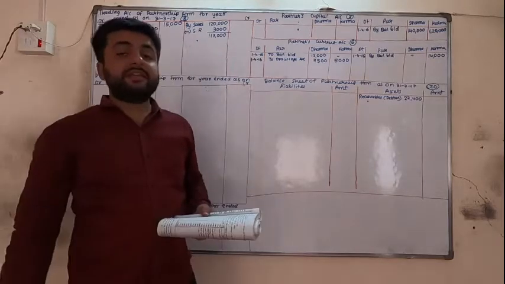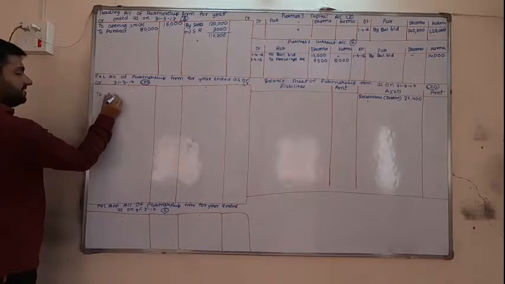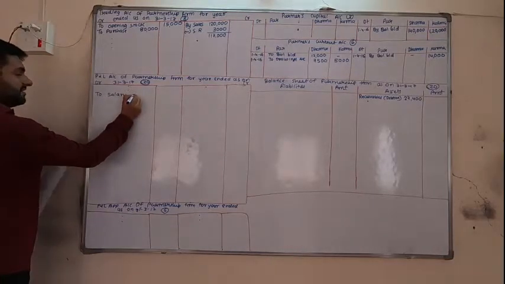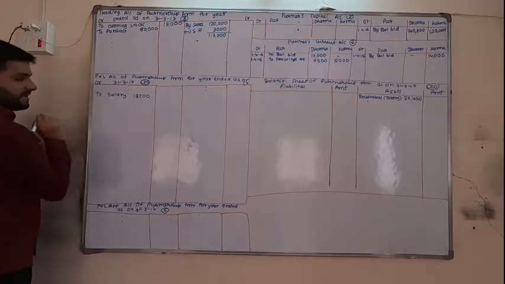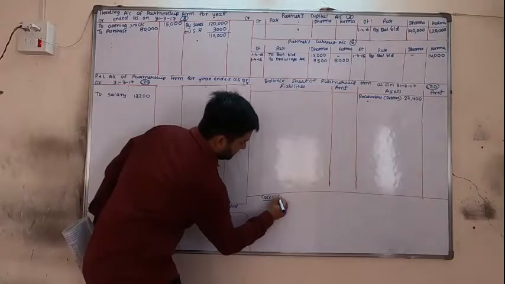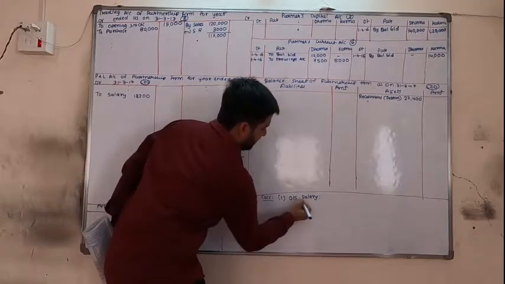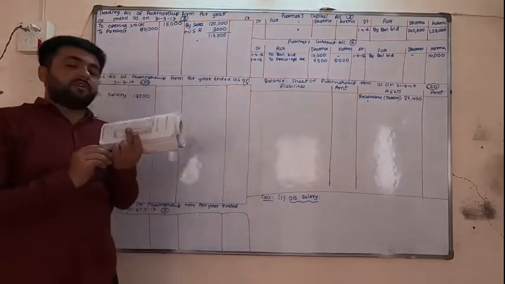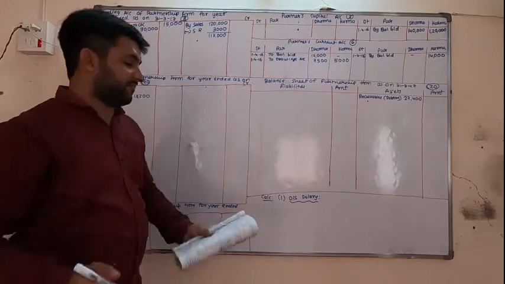Then we are having salary. So salary is P&L debit. So on the debit side, to salary in the inner column 13,200. It has a hidden adjustment. So in calculation number 1, outstanding salary. Why outstanding salary only? Because year ends on 31/3. Salary is paid till 28 Feb.